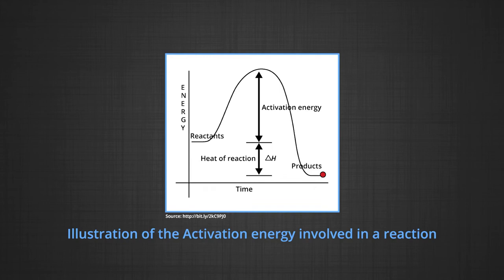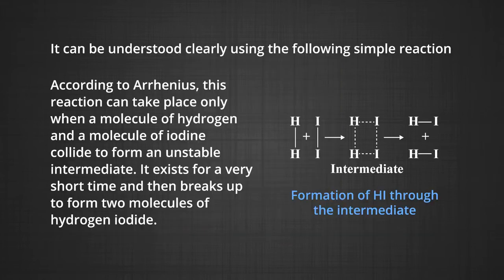Here you have the energy profile diagram, and from the graph you can see the average energy of the reactants and products, and also the activated complex and the activation energy. It just illustrates the activation energy involved in a reaction. It can be understood clearly using a simple reaction. 1 mole of hydrogen reacts with 1 mole of iodine to give 2 moles of hydrogen iodide.